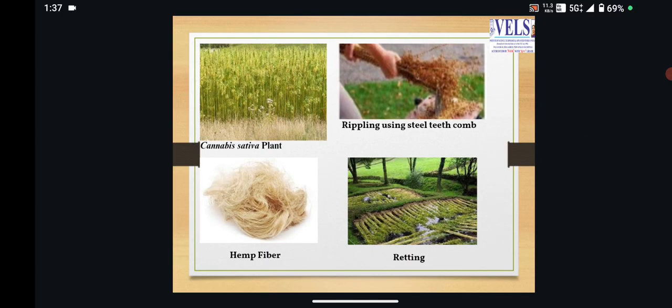So this is a Cannabis sativa plant. Rippling using a steel teeth comb. After rippling, it is soaked in water for the retting process. After that the fibers can be removed, then dried and sent to the market.